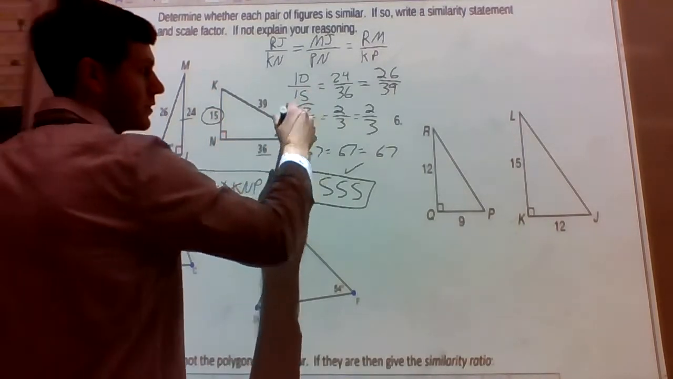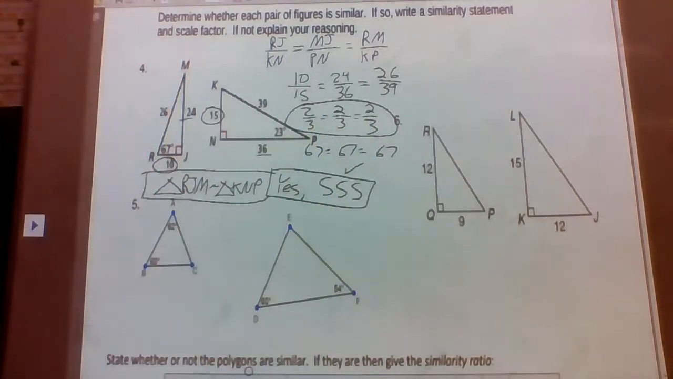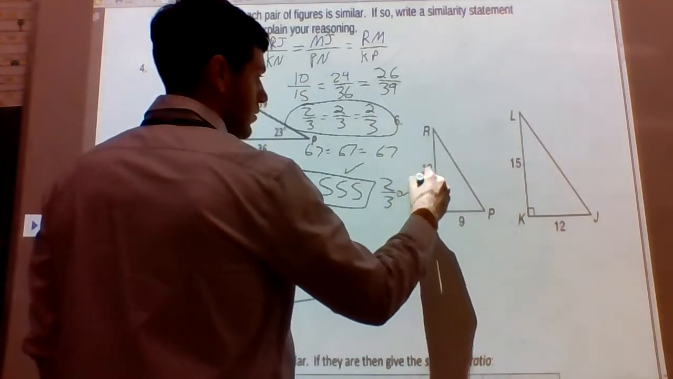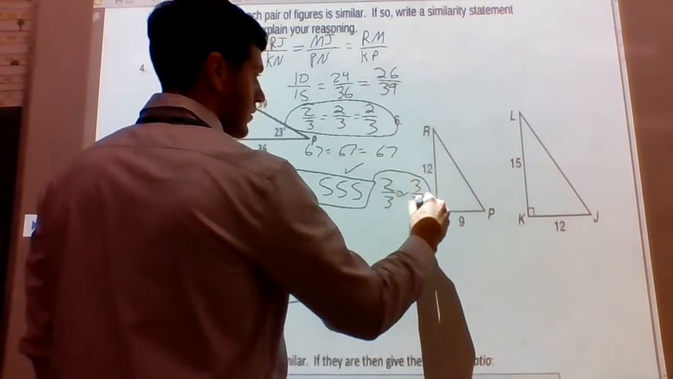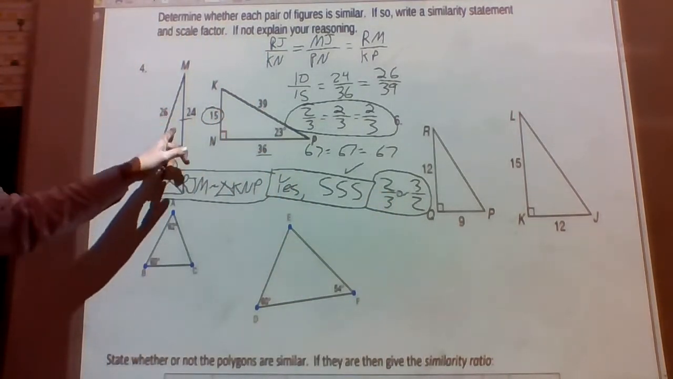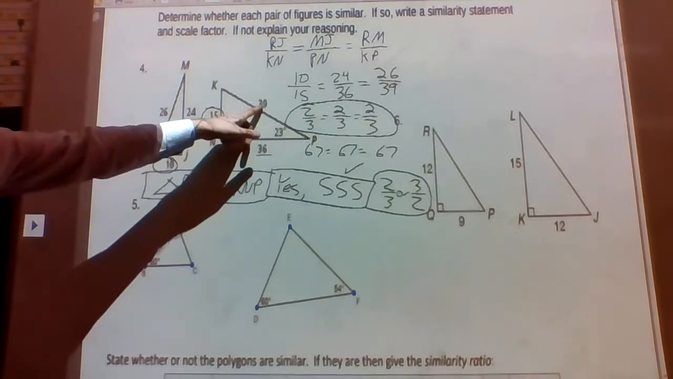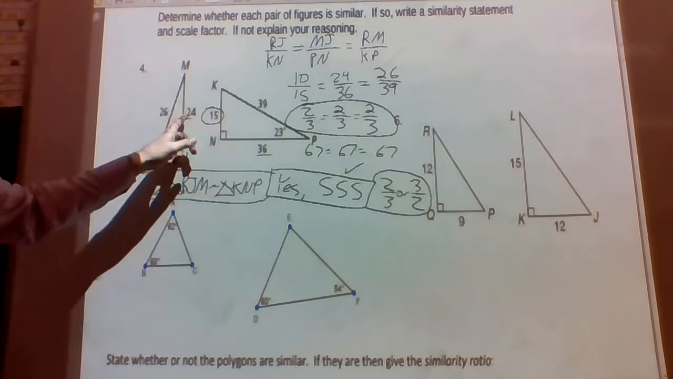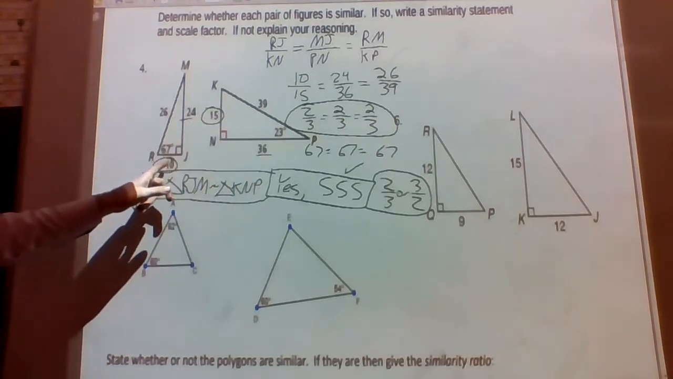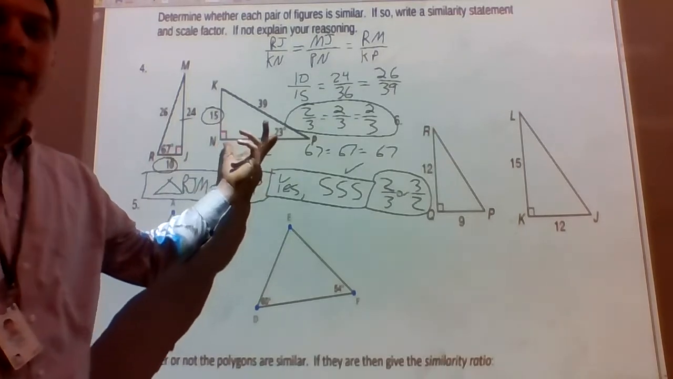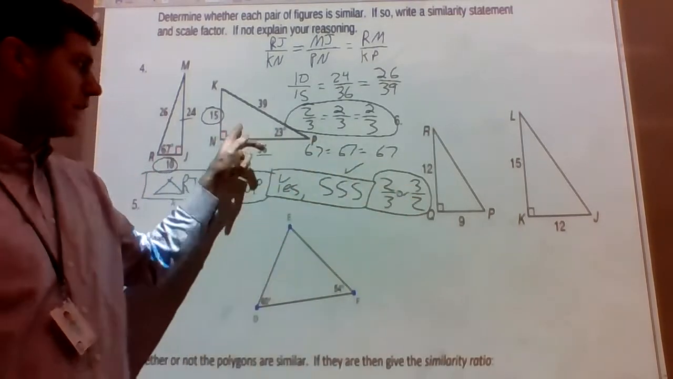Well, our scale factor, okay, it's going to be 2 over 3 or 3 over 2. Okay, so this triangle is the smaller one. It's 2/3 the size of this one. So 39 times 2/3, 26. 36 times 2/3, 24. 15 times 2/3, 10. Okay, or we could look at it as this triangle is 3/2 bigger, 1.5 times bigger.